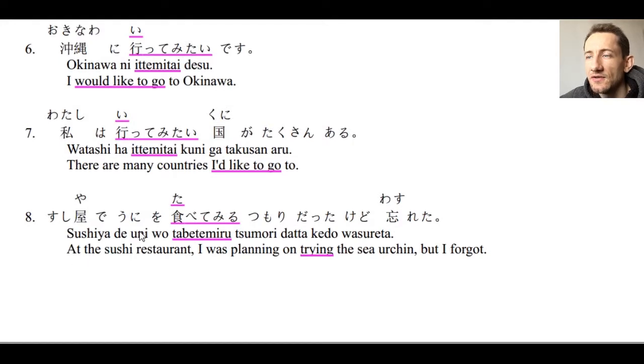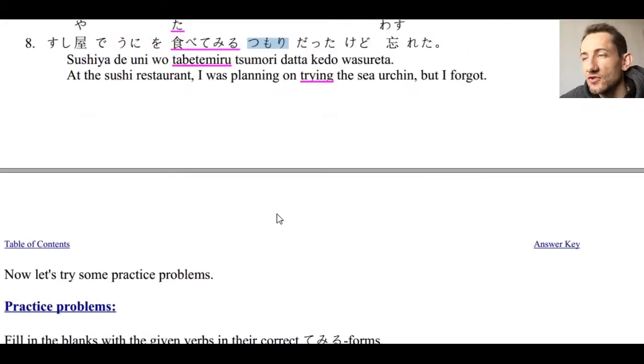寿司屋でウニを食べてみるつもりだったけど忘れた。So at the sushi restaurant, I was planning on trying the sea urchin, the uni, but I forgot. So 食べてみるつもり. Remember we had our lesson on using tsumori to talk about our plans. I was planning on trying the uni, but I forgot. And that's going to do it for our example sentences.